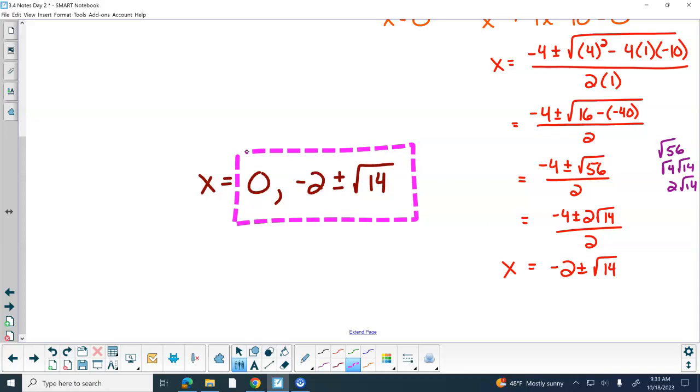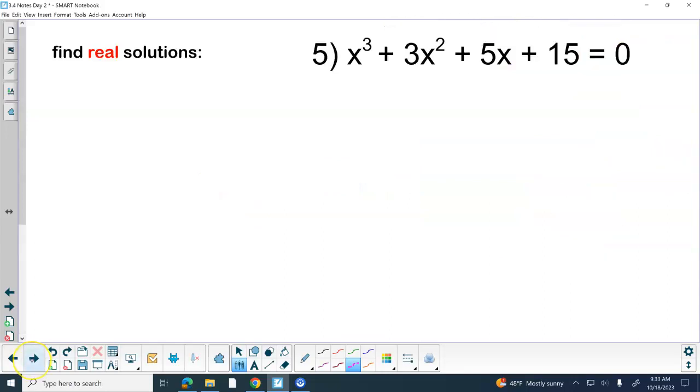One more to do, and I'm going to have you do this one on your own. Find me the real solutions to this one. If they're imaginary, I don't want them. Okay? So, 4 terms, definitely. First off, we got it equal to 0. Yes, that's good. Step 1's done.